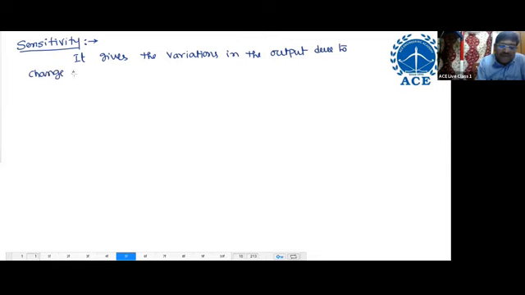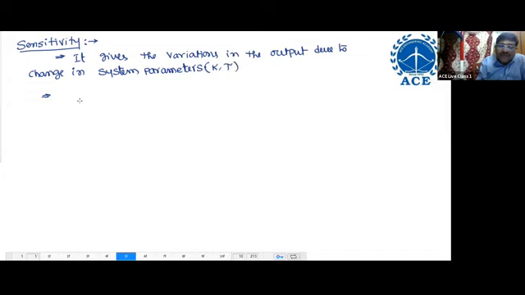parameters. Due to change in system parameters. Sensitivity gives the variations in the output due to change in system parameters. Okay. What are the system parameters? System parameters means K and tau.